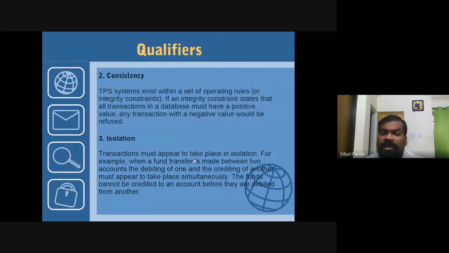Isolation. A transaction must appear to take place in isolation. For example, when a fund transfer is made between two accounts, the debiting of one and the crediting of another must appear to take place simultaneously. It doesn't mean that I have sent the money at 6 o'clock and it will reach your account after 5 days. This should not be possible. So the funds cannot be credited to an account before they are debited from another. Once it is debited from an account, only then will it be credited to your account. So that is called isolation.